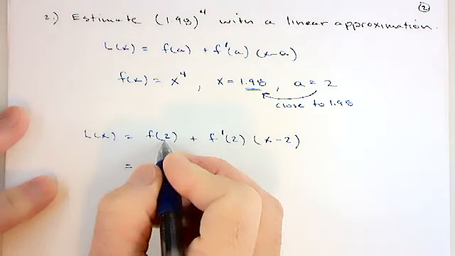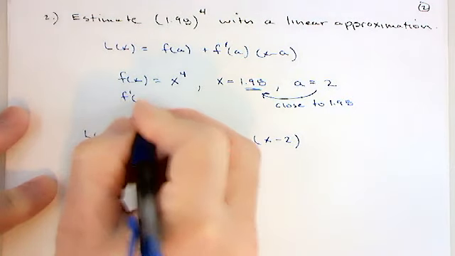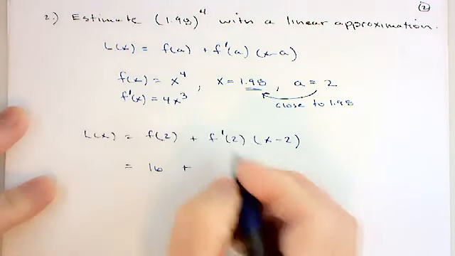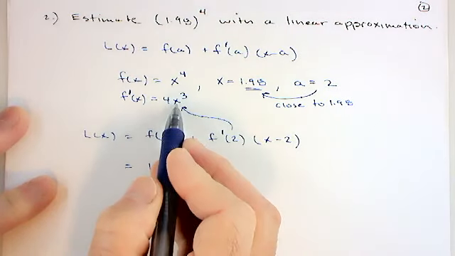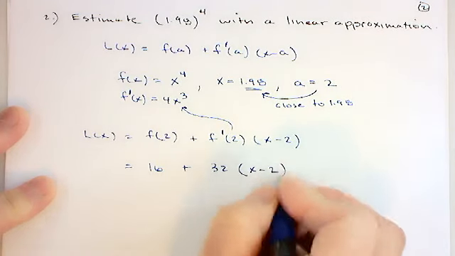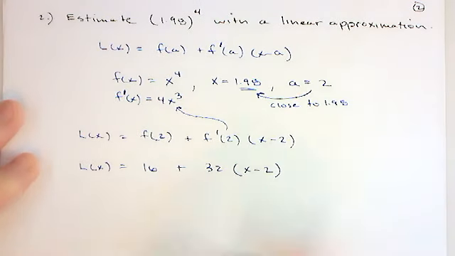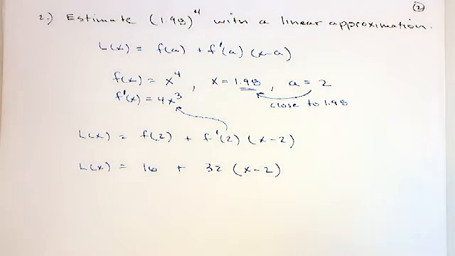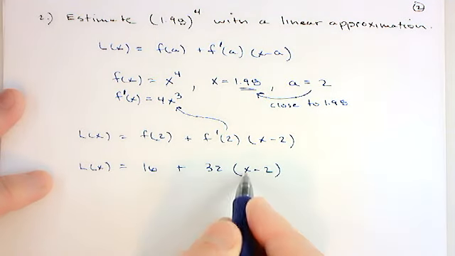F of 2 is just 2 to the 4th, which is 16. We do need the derivative. That's 4x cubed. So then if you plugged in 2 here, that's going to give you 8 times 4 is 32. Sometimes, I don't know why they would just do this, but sometimes they just ask for the linearization. They just want this and you're done. But to me, the whole reason of a linearization is to be able to approximate something with it. So, but yeah, usually I do it in terms of x.